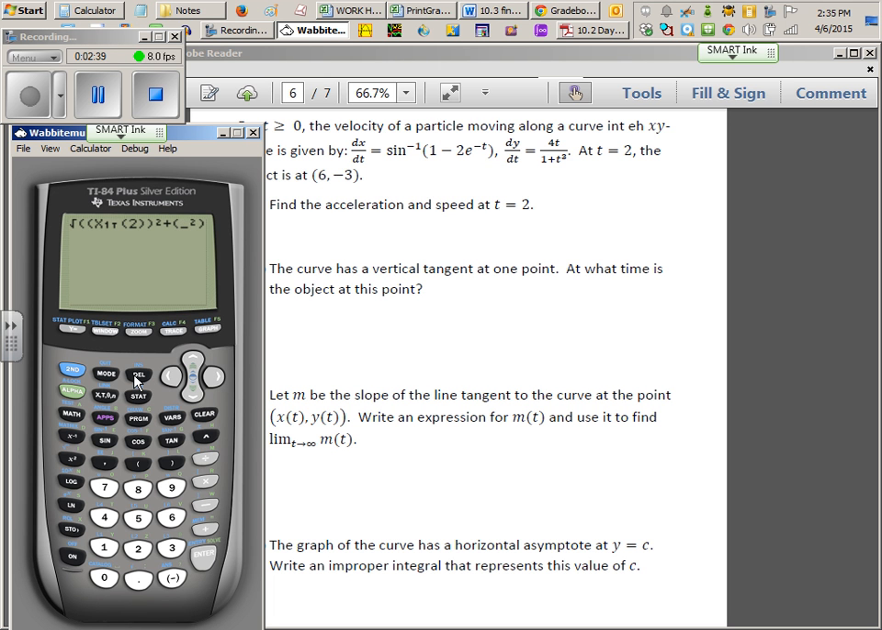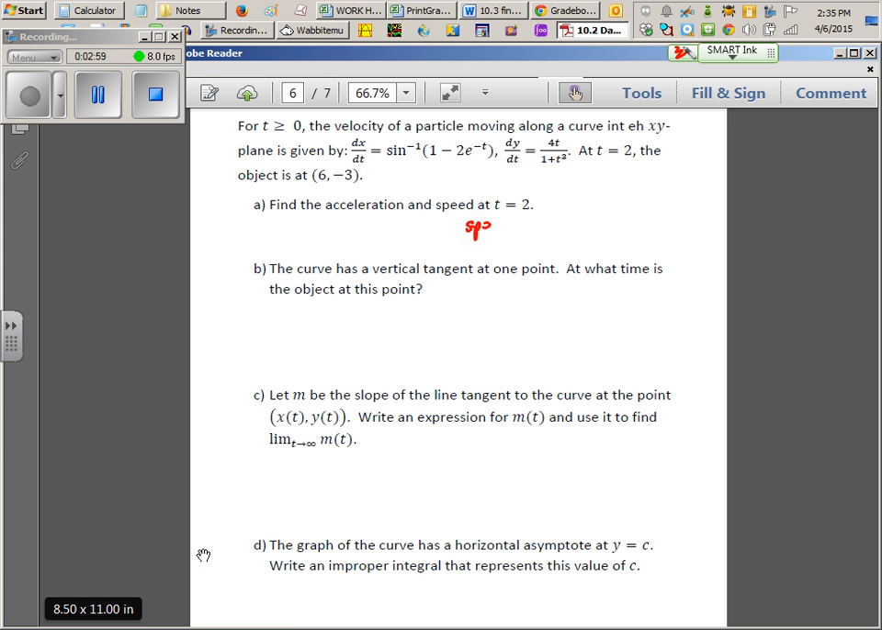Then I'm going to do the same thing with vars, y vars, parametric, y1 of 2, and enter. So the speed at t equals 2 is 1.208, probably meters per second or whatever.